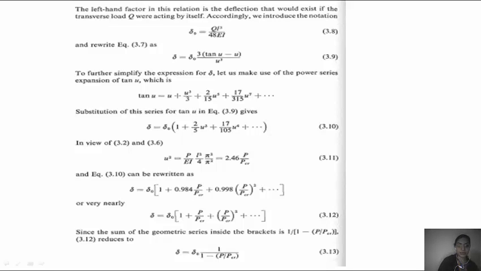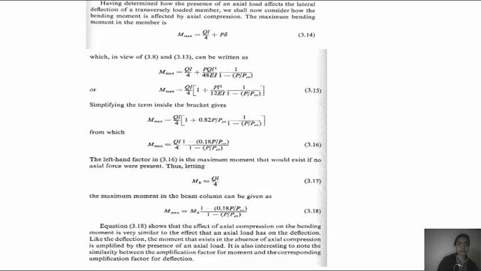Here u square will be P by EI into L square by 4 into pi square by pi square, which is equal to 2.46 P by P critical. This we get by equating equations 3.2 and 3.6. Finally, we obtain the result as delta equal to delta naught into 1 the whole by 1 minus P by Pcr.